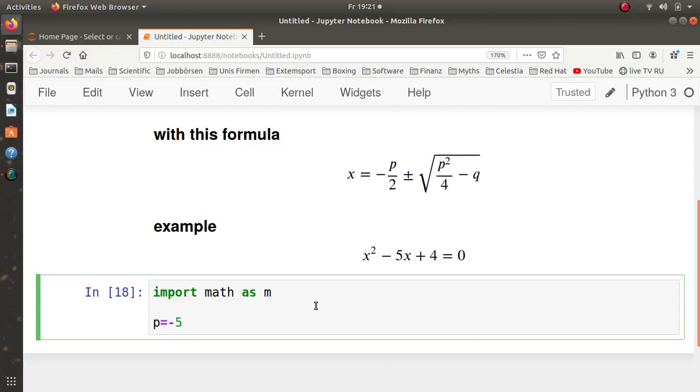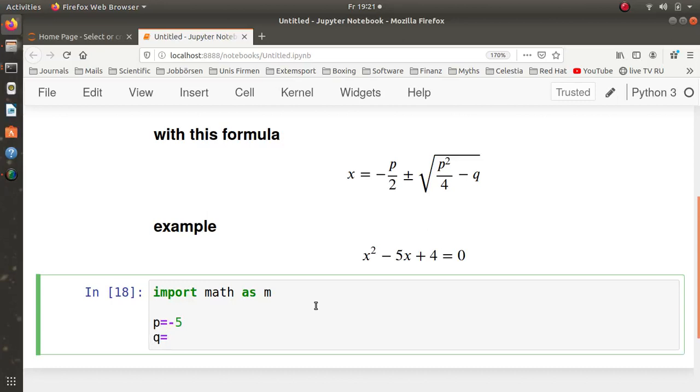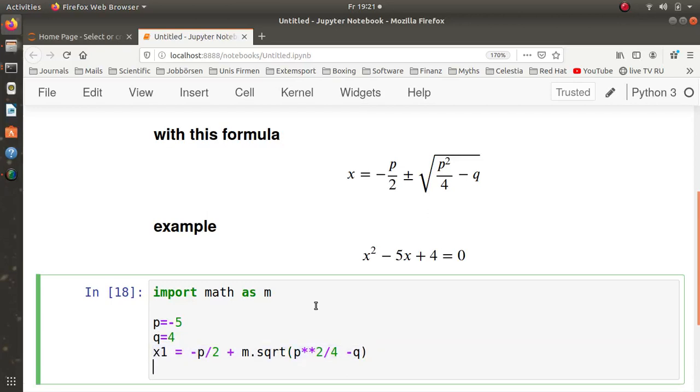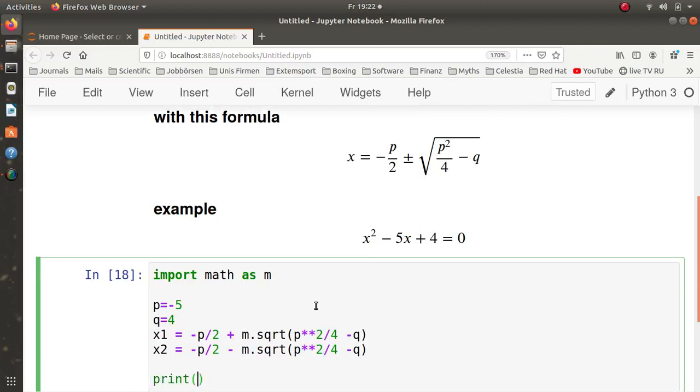Okay, so here if we want to apply this formula, our p equals minus 5 and our q equals plus 4, and then we get our x1 equals minus p over 2, plus, and now we need the square root function m.sqrt, and here we have p squared over 4 minus q, and the same we need with the minus sign here. So that's about it.